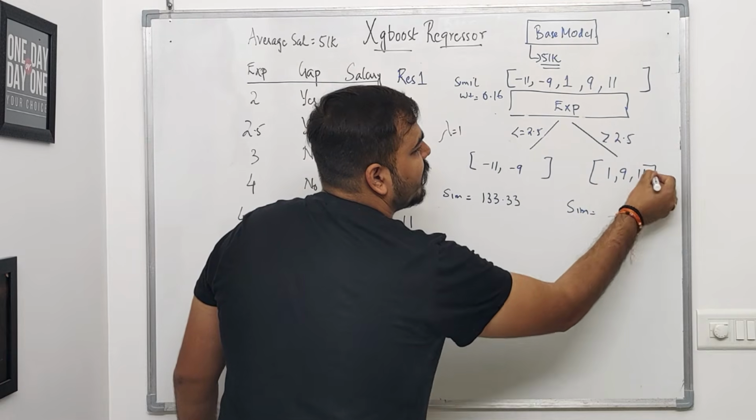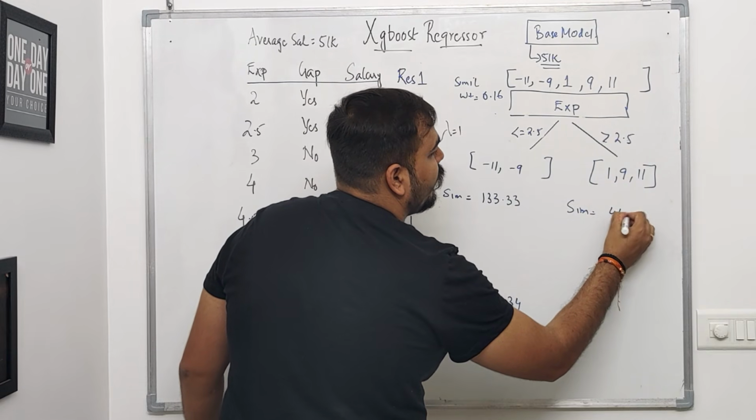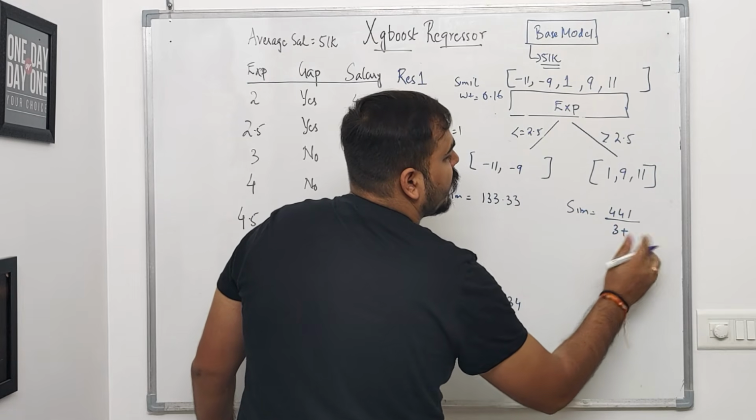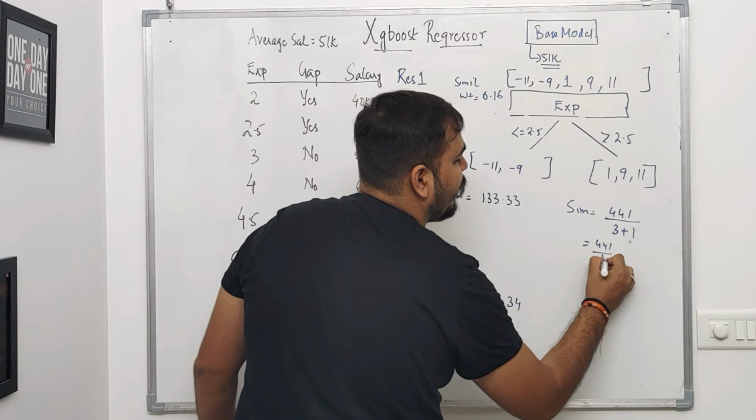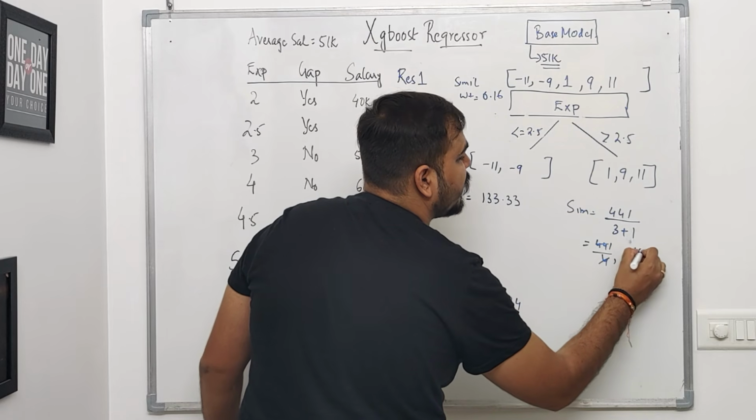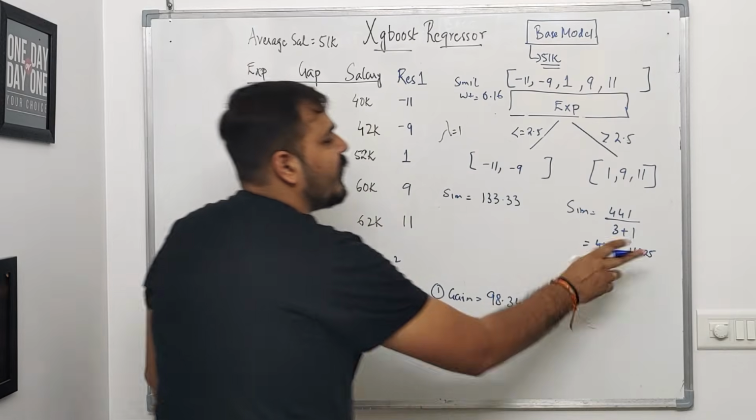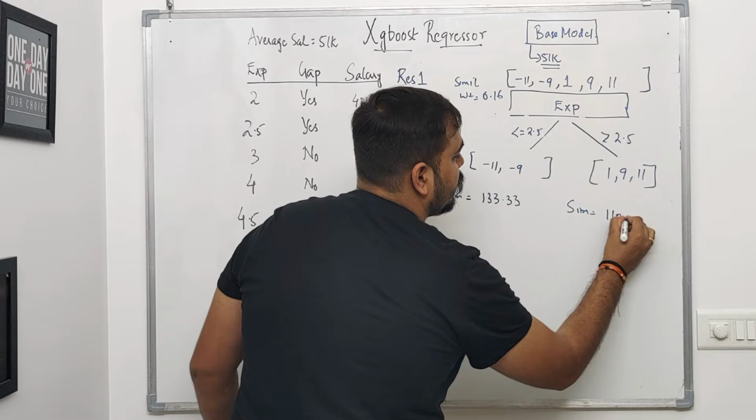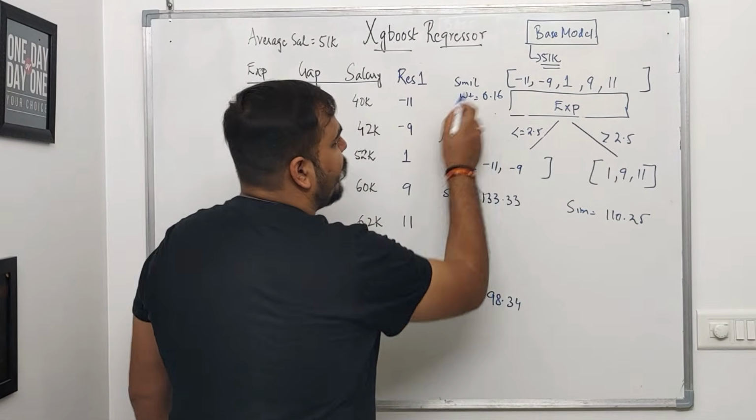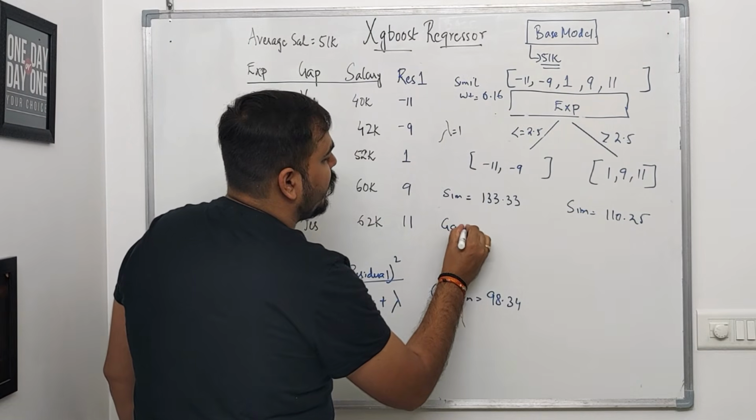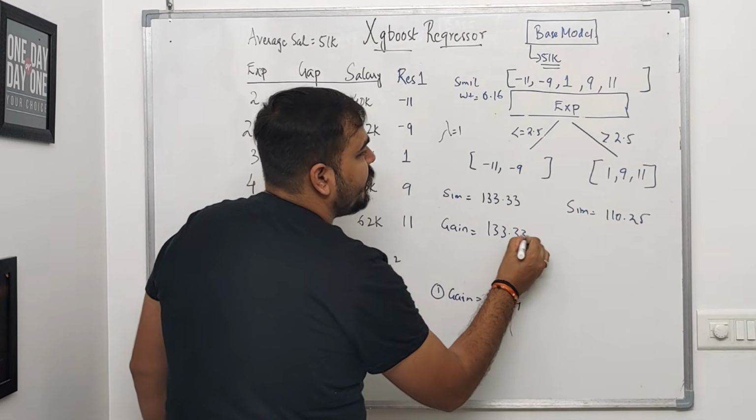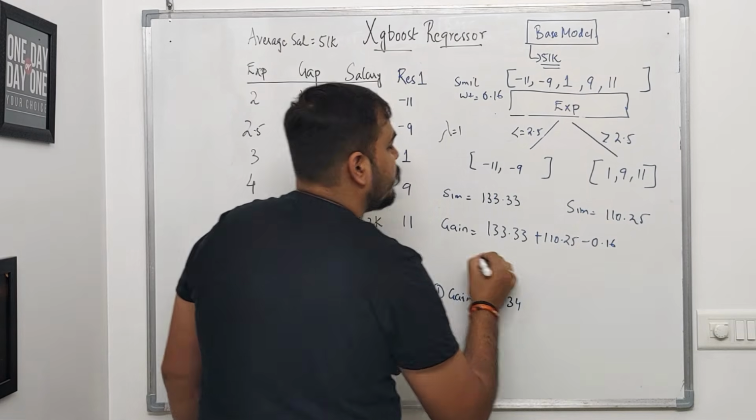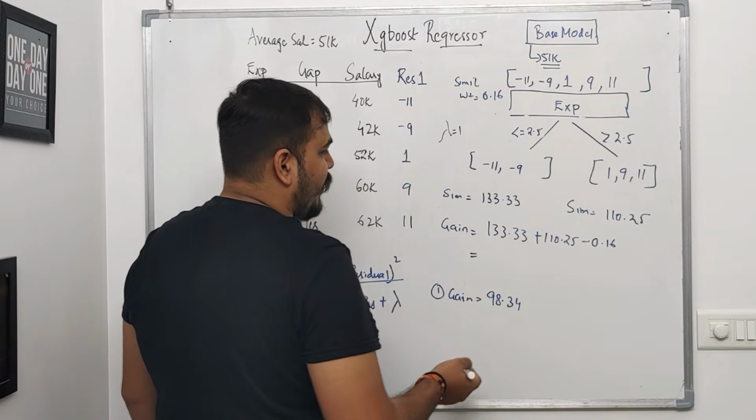Then for this similarity weight again I will add up all these things. 1 plus 9 is 10, 10 plus 11 is 21, 21 whole square will be 441. 441 divided by 3 plus 1, which is 4. So 441 divided by 4 will be nothing but 110.25. I am going to take this similarity weight as 110.25. I know my root similarity, so if I want to find the gain, it will be 133.33 plus 110.25 minus 0.16.